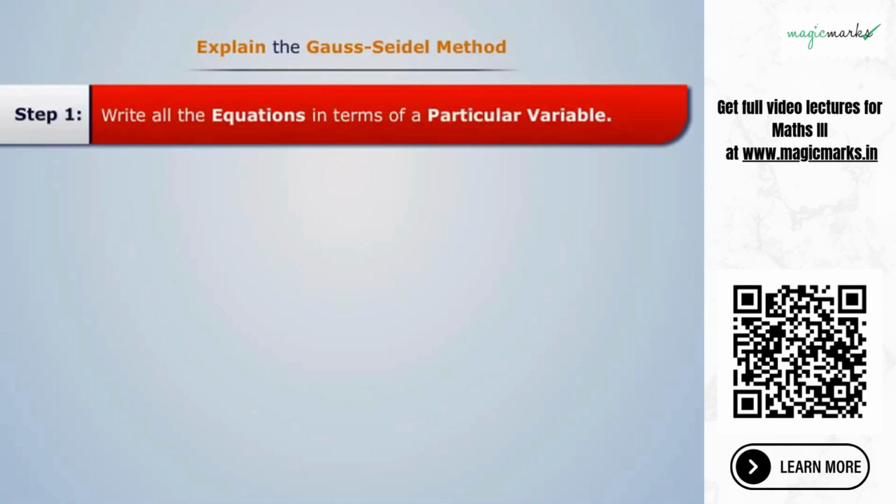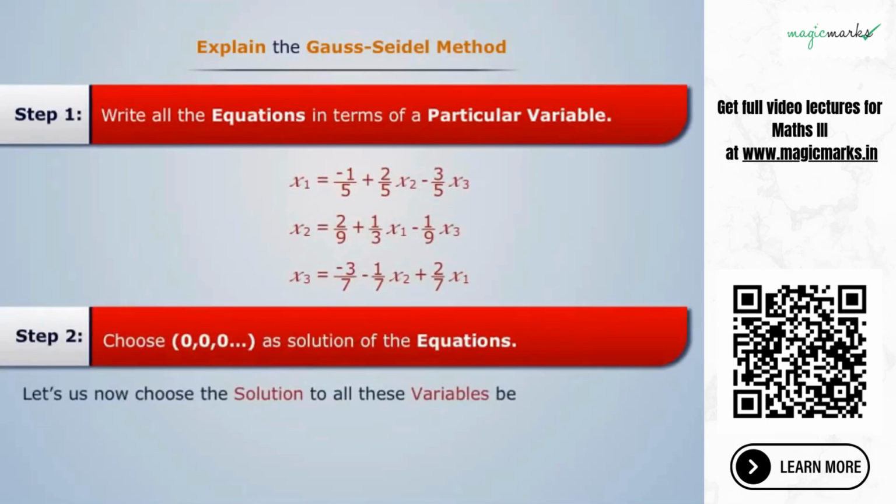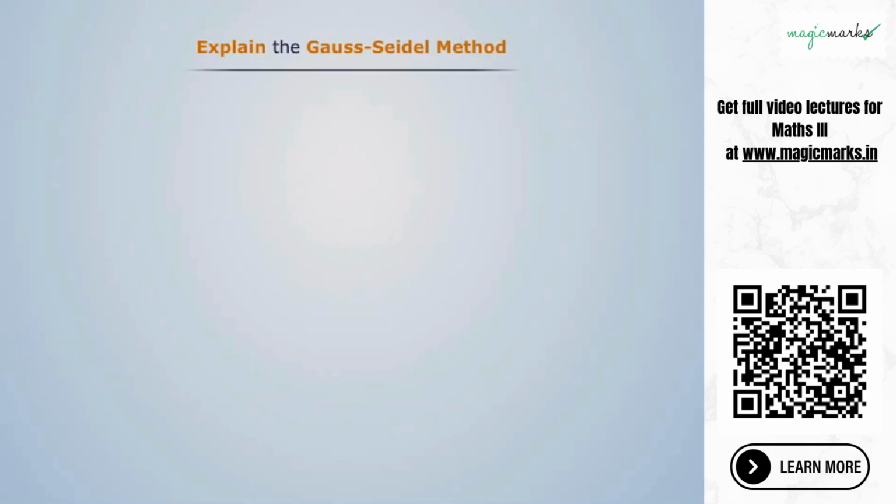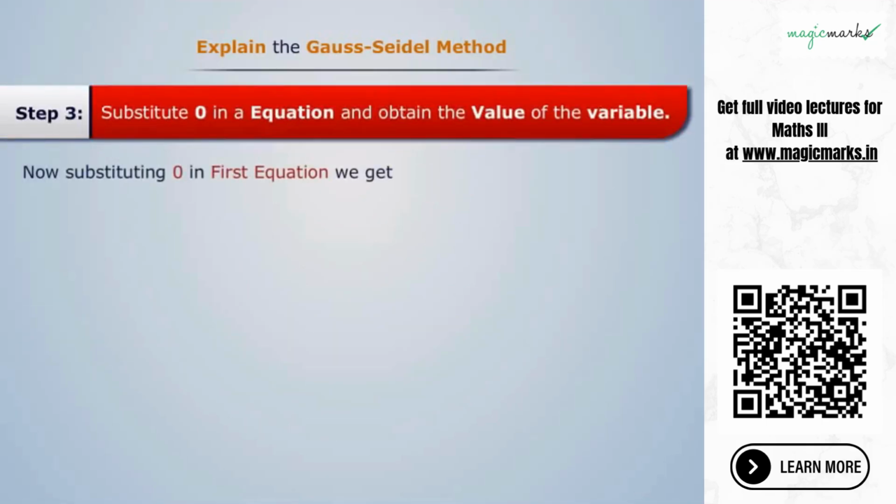In the first step, we write all the equations in terms of particular variables. This can be shown as: let us now choose the initial solution of all these variables as 0. Now, substituting 0 in the first equation, we get.